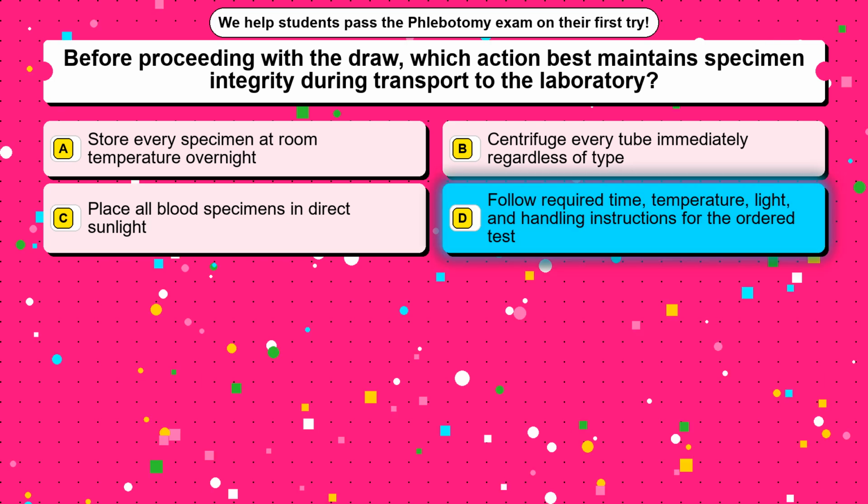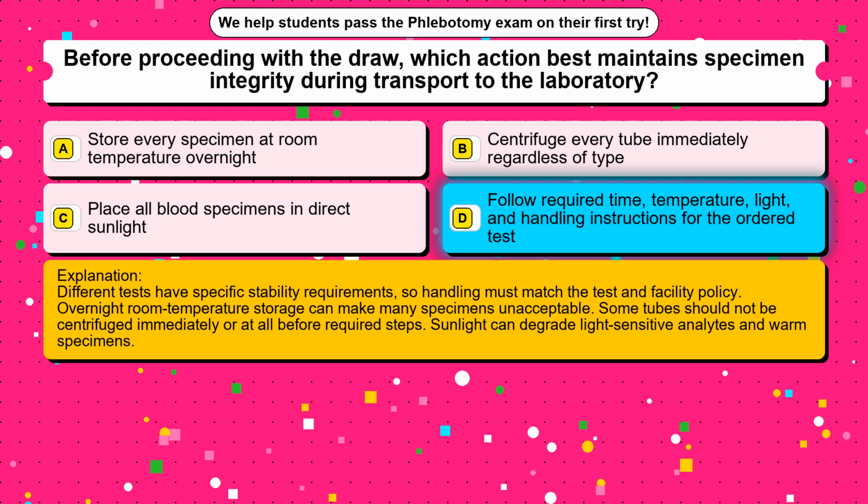The correct answer is option D. Follow required time, temperature, light, and handling instructions for the ordered test. Different tests have specific stability requirements, so handling must match the test and facility policy. Overnight room temperature storage can make many specimens unacceptable. Some tubes should not be centrifuged immediately or at all before required steps. Sunlight can degrade light-sensitive analytes and warm specimens.